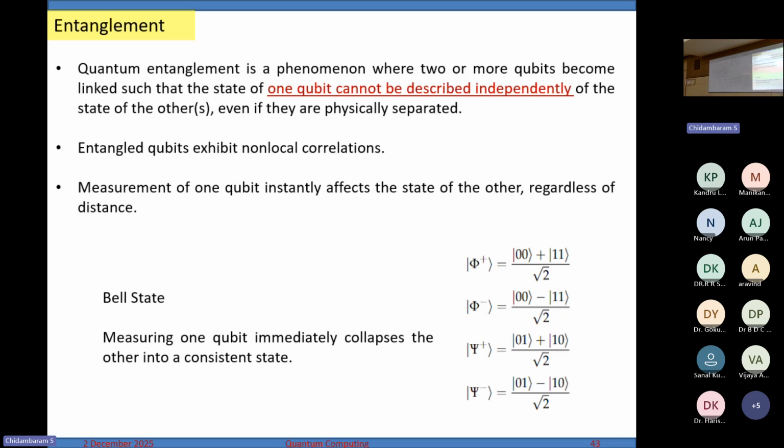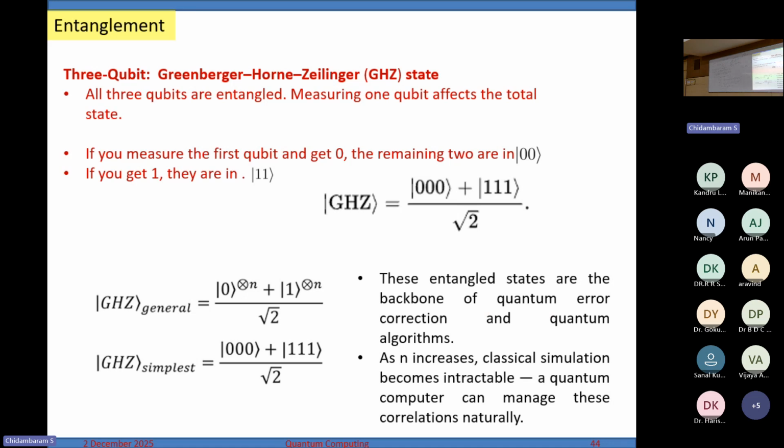Similarly, the other states are also possible, right? Is it only for 2 qubits? Of course, you can have 3 qubits also in an entangled state. So this is the strongly entangled state with 3 qubits. So 000 plus 111 by root 2, which we call the Greenberger-Horne-Zeilinger state. Sir, is it only 2 qubits, 3 qubits? Can I generalize it? Of course, you can generalize it so that you can have n number of qubits in entangled states. The generalized entangled state of n qubits is given here, right?